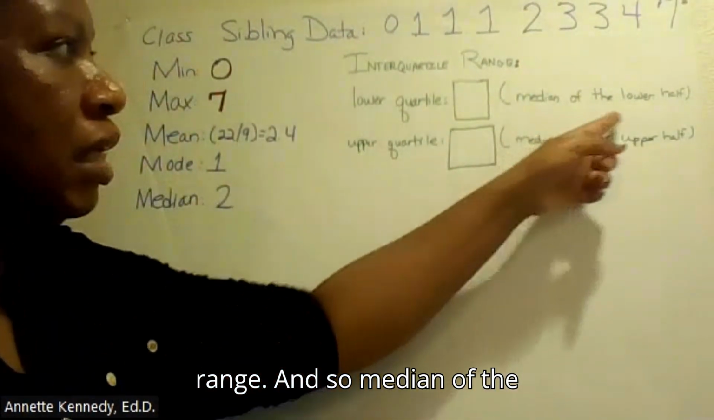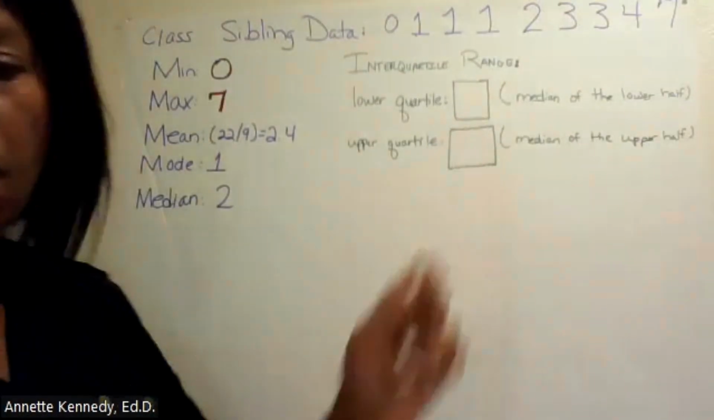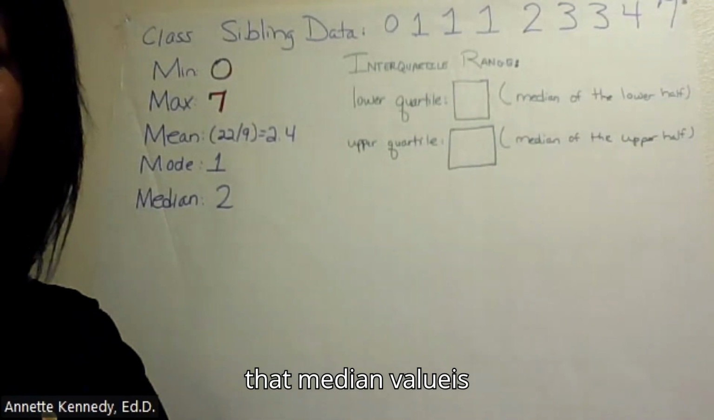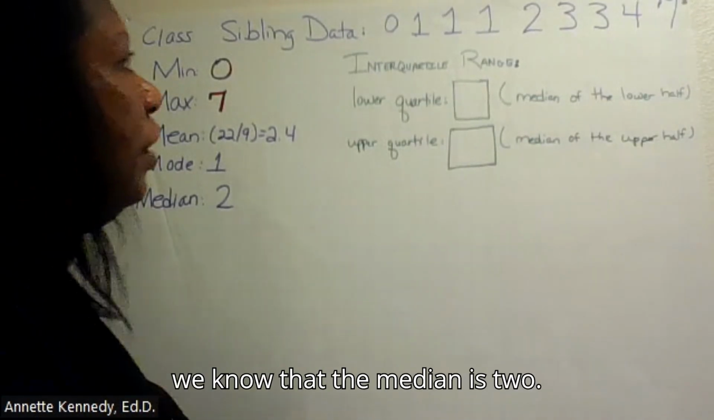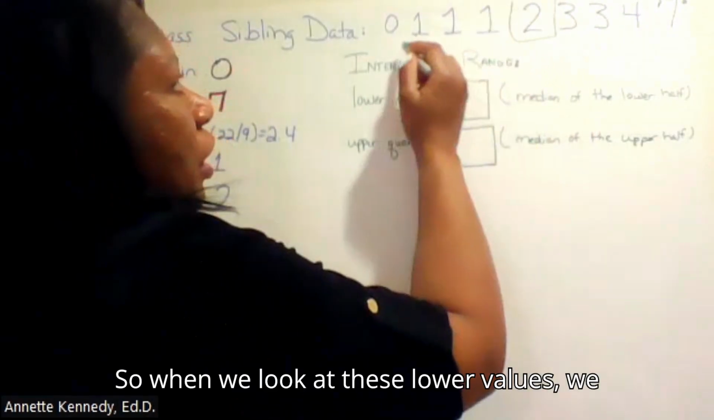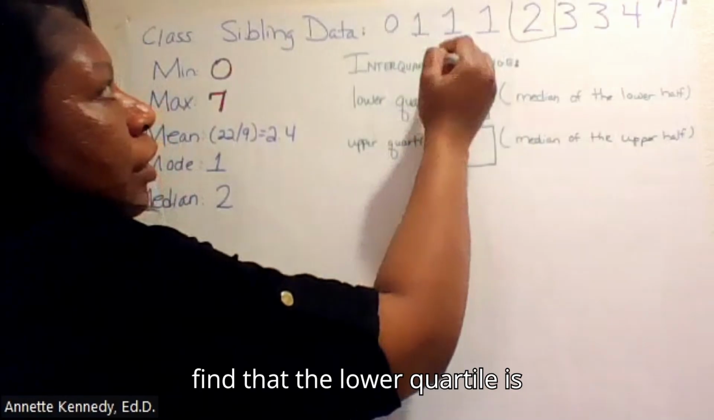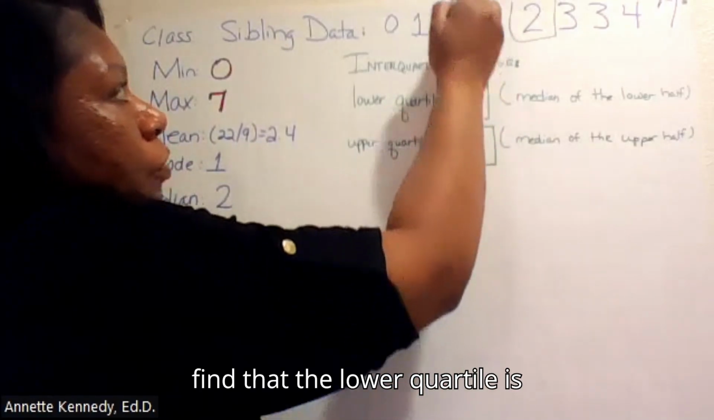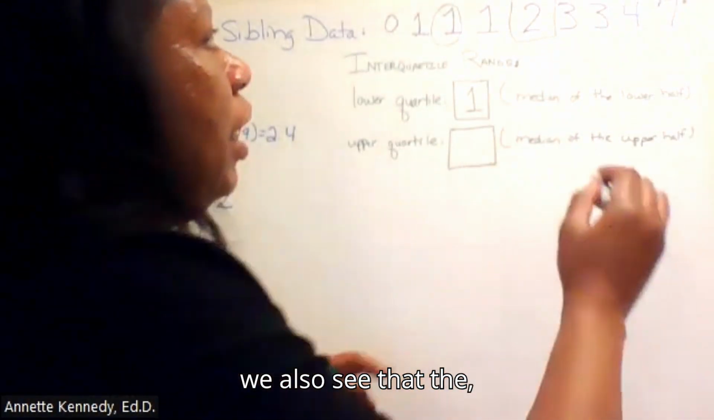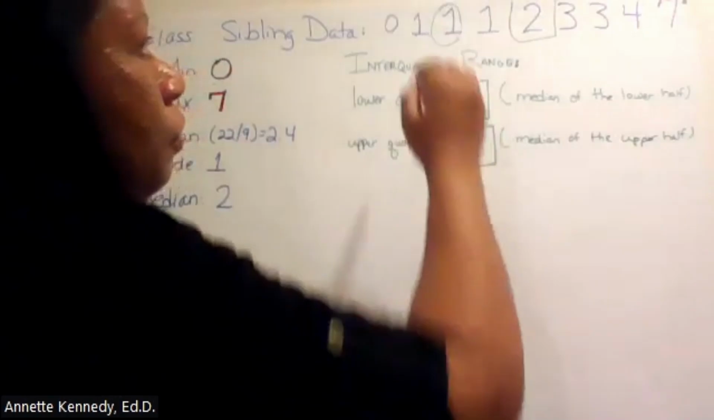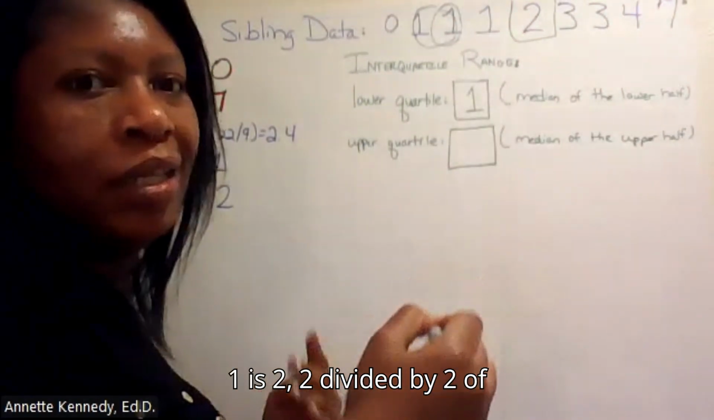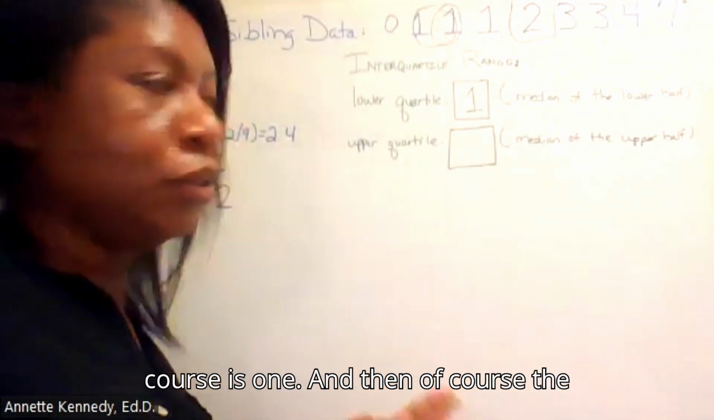And so the median of the lower values is your lower quartile. In this case, we know that the median is 2. Right? So when we look at these lower values, we find that the lower quartile is 1. And then we also see that, well, actually, it's a combination of these two numbers, which when you say 1 plus 1 is 2, 2 divided by 2, of course, is 1.